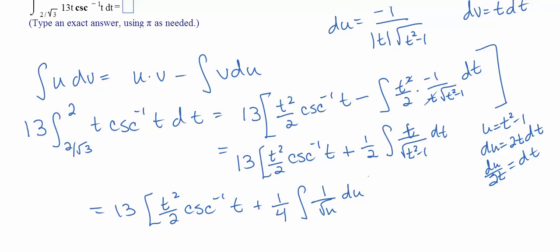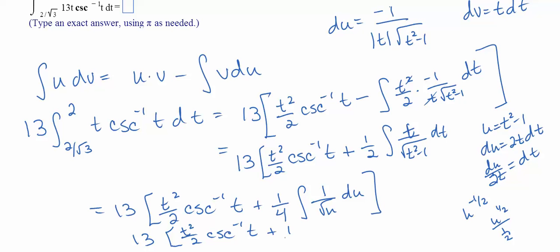And then, of course, the antiderivative of that is going to be, so that's u to the negative 1/2 power, right? And so you add 1 to the exponent and put it over it. So the antiderivative of that will be u to the 1/2 over 1/2, which is 2 square roots of u. So you'll have this 1/4 times 2 square roots of u. Well, what was u? That was t squared minus 1. So I'm skipping a few steps there just to try to finish it quicker.